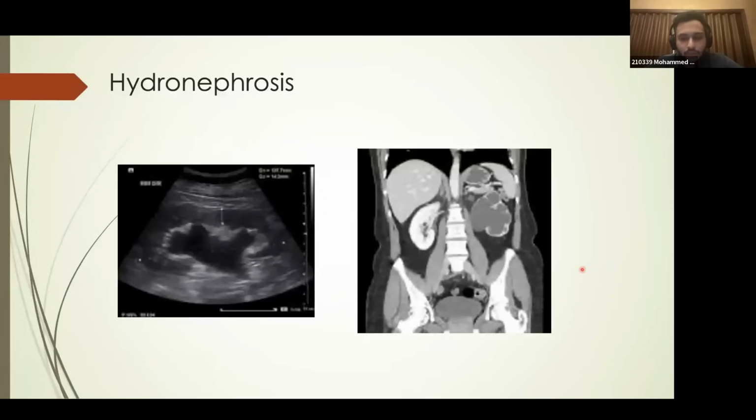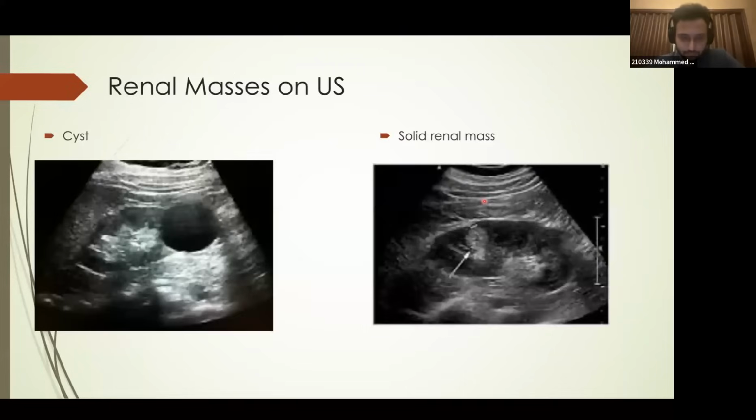Hydronephrosis, again, you can see it on both CT or ultrasound. On ultrasound, you can see dilated renal calyces and a dilated renal pelvis. And then here, the same exact thing. It's very dilated. That's basically how you see hydronephrosis.